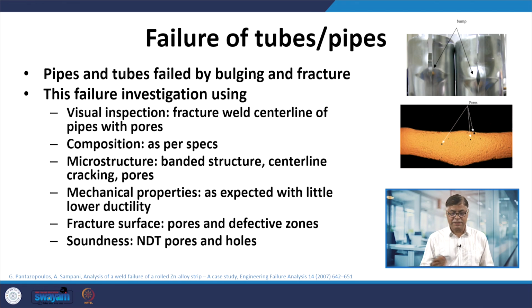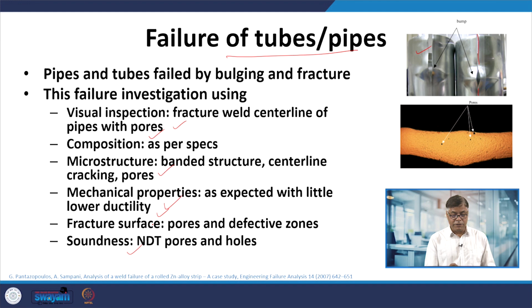Now this is the third case study, where failure analysis of pipe and tube was done, and in this case the failure was of pipes and tubes made of zirconium alloy. These pipes and tubes failed along the weld center line through bulging. You can see the crack is running along the weld line. This failure analysis was performed using visual inspection, composition, microstructure, mechanical properties, fracture surface, and NDT.